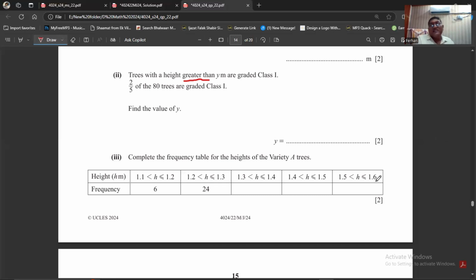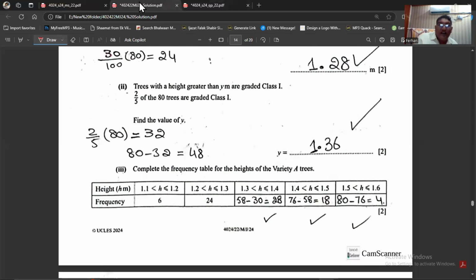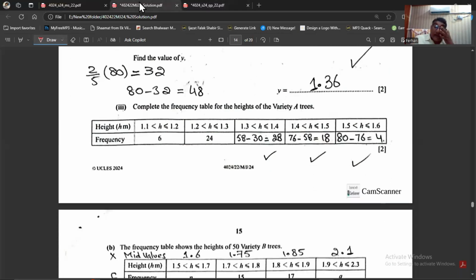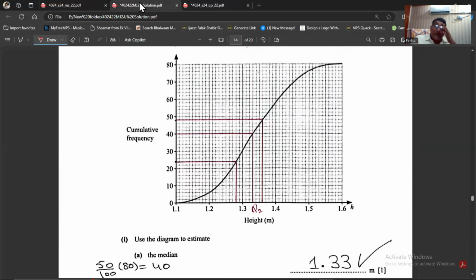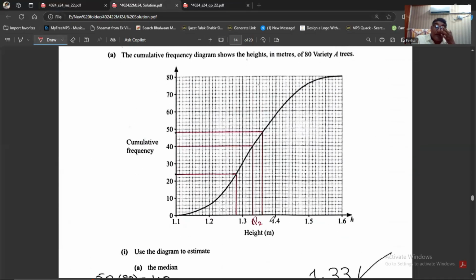At 1.6, check the cumulative frequency, and at 1.5, check the cumulative frequency from that cumulative frequency graph, and then subtract both the cumulative frequencies from each other. That will give you the frequency of this class. Okay, so let me show you. I have done this, and from the graph I have done, for example, at 1.4, let me show you how I have done. I'm saying this. At 1.4, I will check the cumulative frequency, and that cumulative frequency is approximately, I think, 58 something.